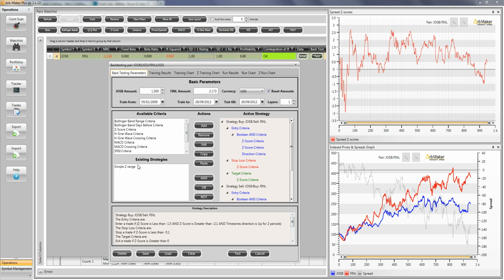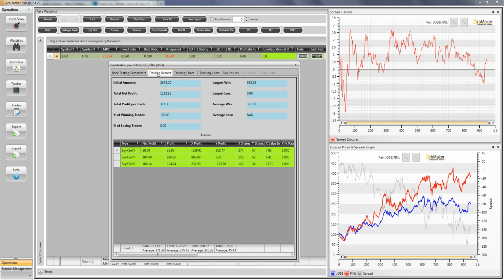Now this is a very simple strategy we're going to run. I'm going to hit the test button, and you'll see, although the chart doesn't look that promising, there are in fact 1, 2, 3 profitable trades on it. What's noticeable here is that the total profit per trade is in the 370s. Total net profit is around $1,100, which is not bad at all.